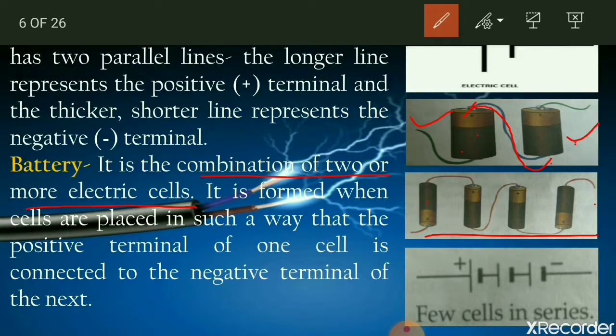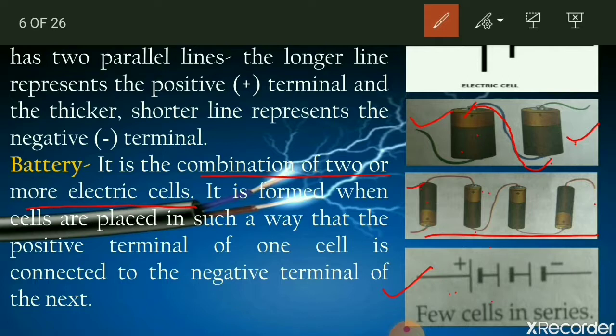Here you can see this is the negative terminal and this one is the positive terminal. So the negative terminal of one battery is joined to the positive terminal of another battery. Here also, so this is the symbol of a battery. Suppose only two parallel lines are there, where the longer line represents the positive terminal and the shorter thicker line represents the negative terminal, then it will be a cell.